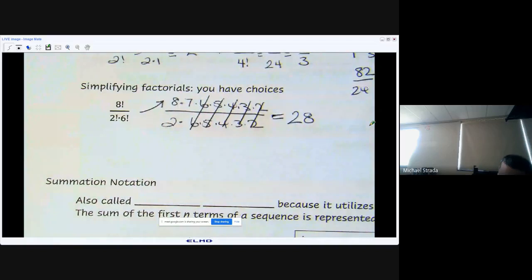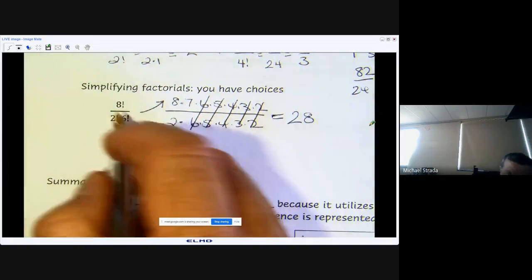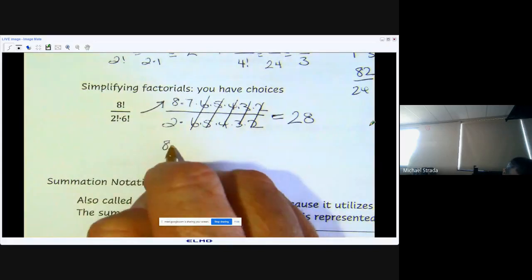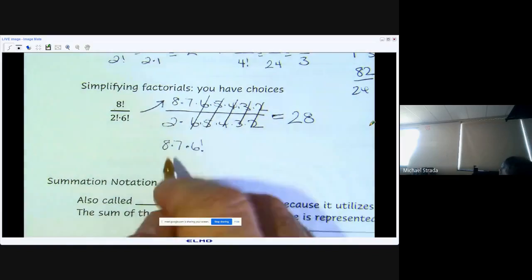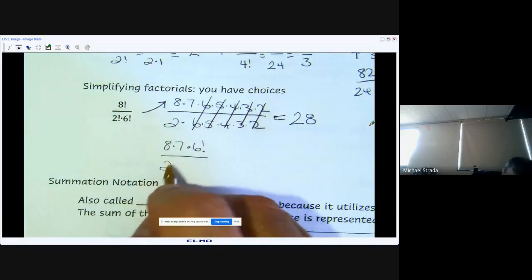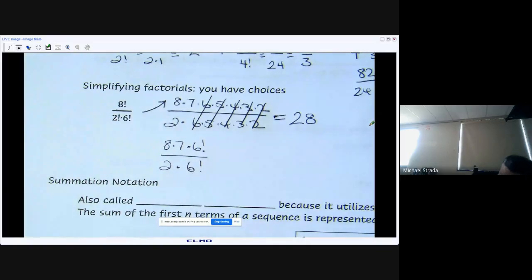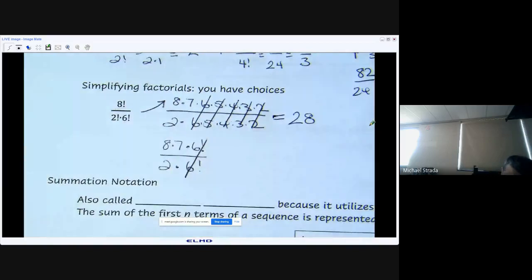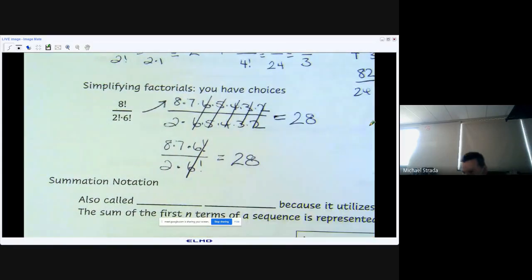Another way to do it is just write the ones that aren't part of this. In other words, 8 factorial would be 8 times 7 times 6 factorial. And then on the bottom, 2 factorial is just 2 times 6 factorial. What do the 6 factorials do to each other? Cancel out. Leaving you with 8 times 7, which is 56. 56 divided by 2 is 28. All right? Any questions? All right.